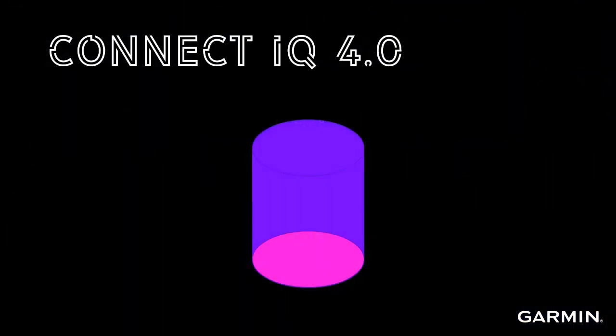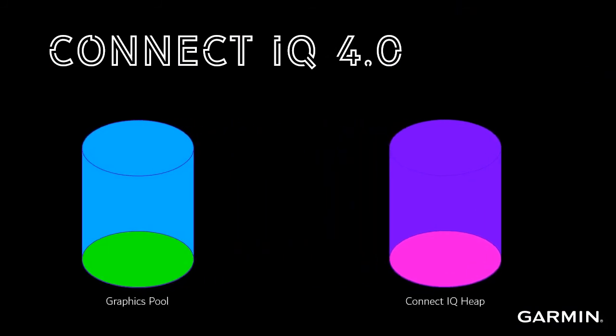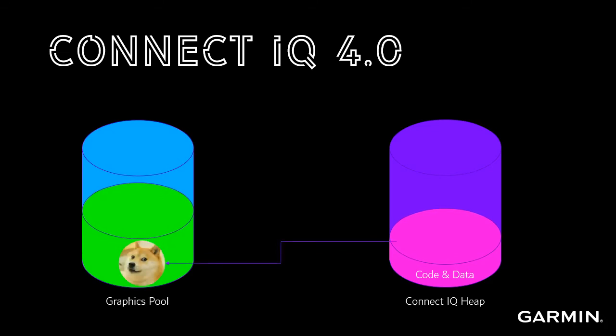In ConnectIQ 4, a new separate graphics pool will exist alongside the application heap. Your application heap will still be used for code, data, and objects. But when resources are loaded, they will populate the graphics pool.